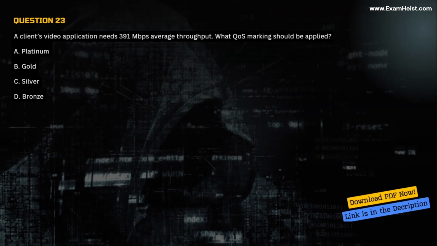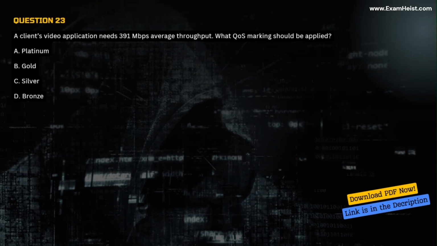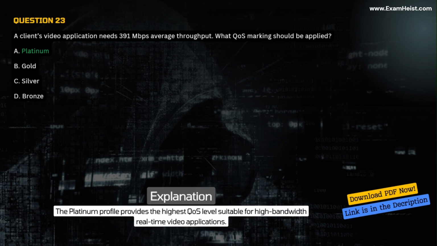Question 23. A client's video application needs 391 megabits per second average throughput. What QoS marking should be applied? A. Platinum. B. Gold. C. Silver. D. Bronze. Correct answer A. Platinum. Explanation. The Platinum profile provides the highest QoS level suitable for high bandwidth real-time video applications.